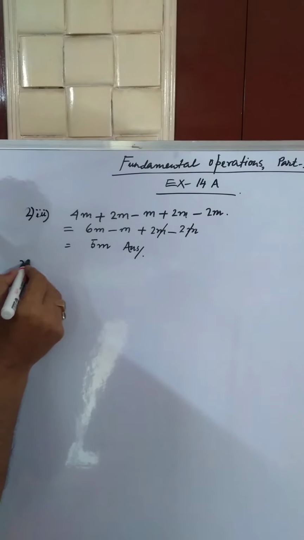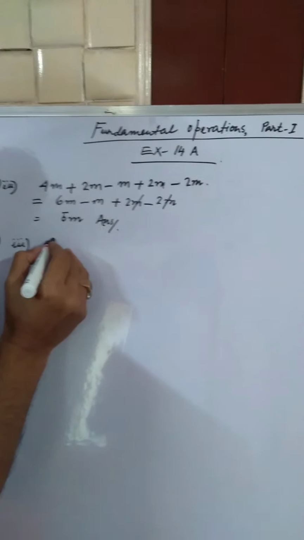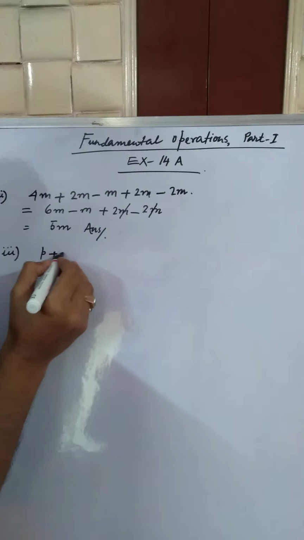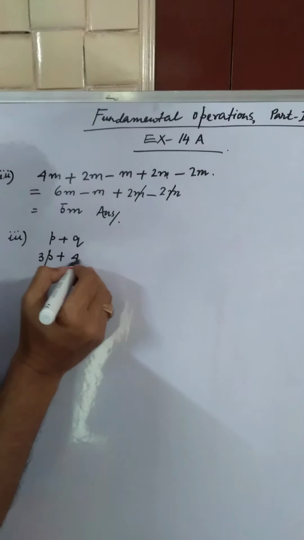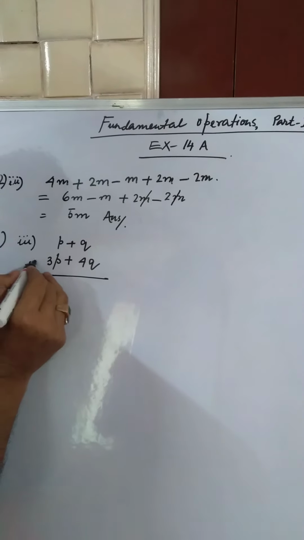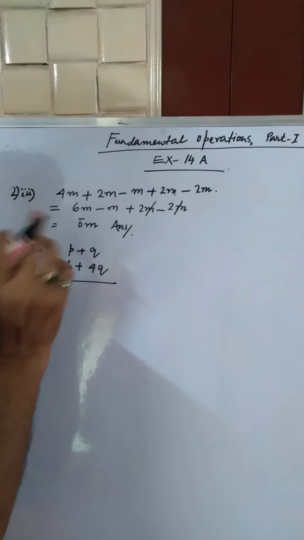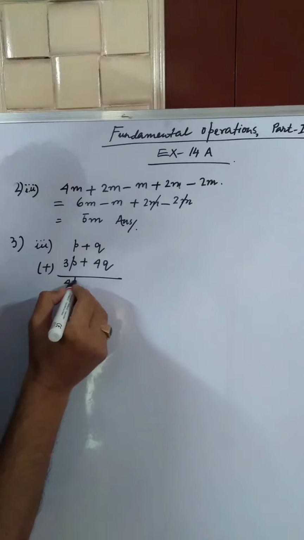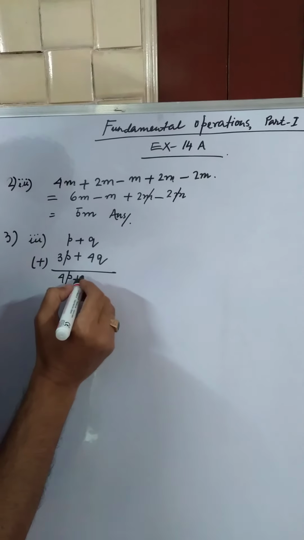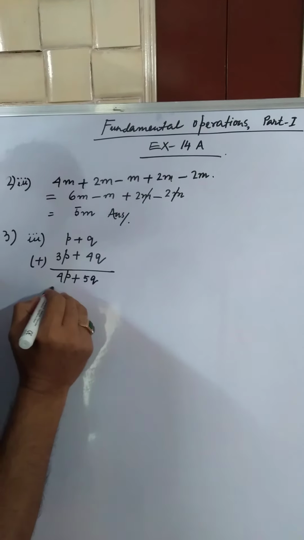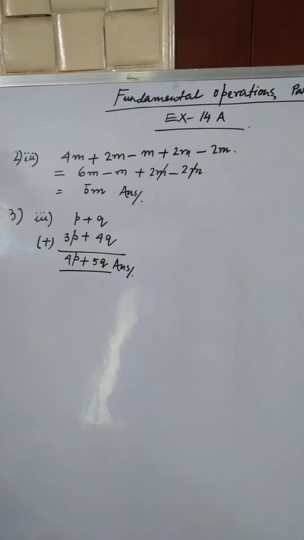Question number 3, Roman 3. The question is addition. p plus q, column wise addition. 3p plus 4q. Addition. Now 3p plus p. p means 1p. 3 plus 1, 4p. 4q plus q. q means 1q. 4 plus 1, 5. So 4p plus 5q is the answer of this question.